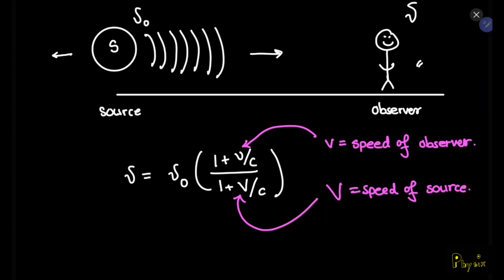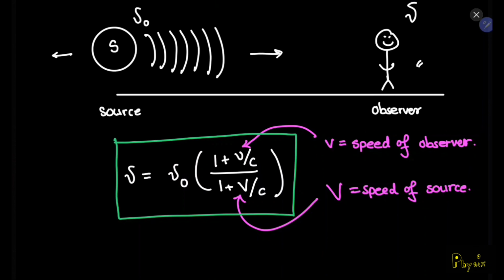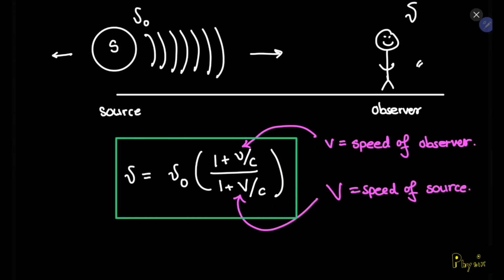Now, this fundamental equation can be used to describe the wave frequency observed by an observer in case it's moving towards or away from a certain type of wave source. Well, that's all for today.